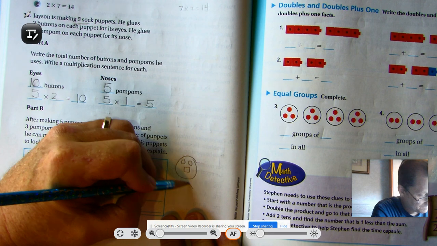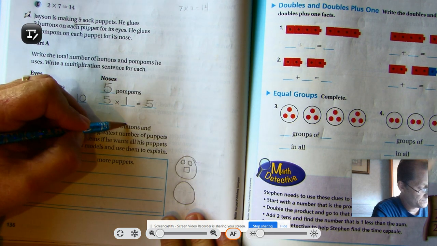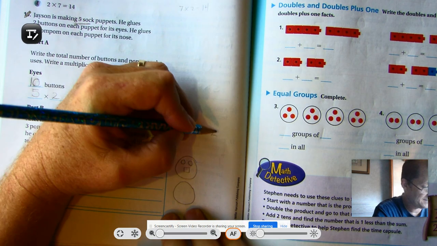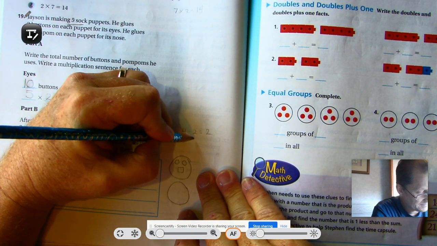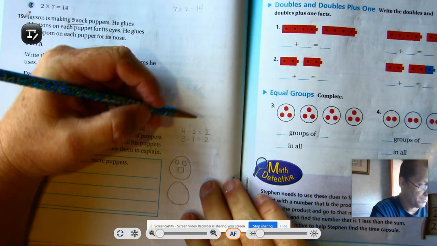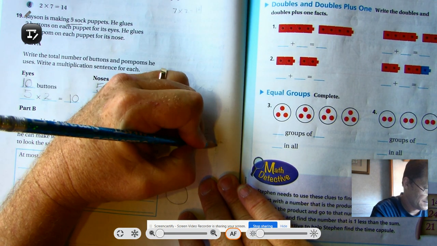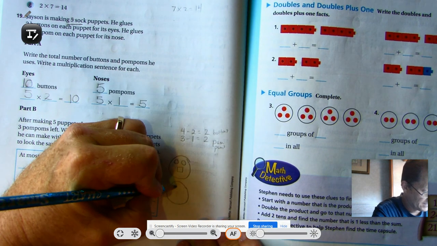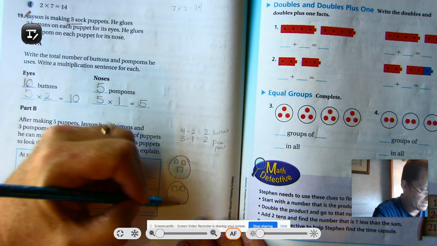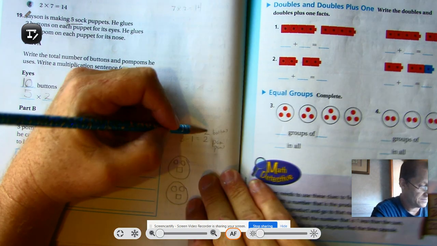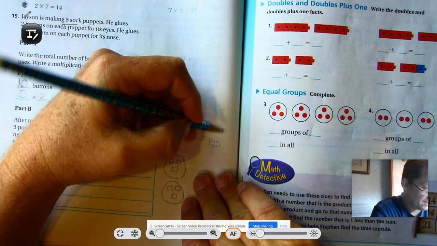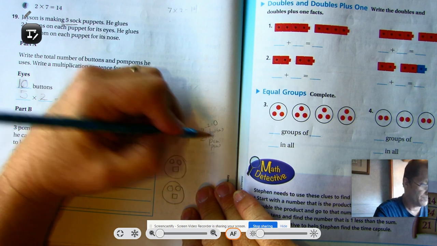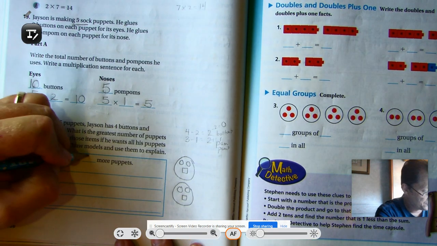That leaves him 4, take away 2. For the first puppet, he has 2 buttons left, and 3 pom-poms, take away 1. He has 2 pom-poms left. All right, so again, 2 buttons for a puppet and 1 pom-pom. So now after that, he has no buttons left, and he has 1 pom-pom left. So he can only make 2 more puppets.